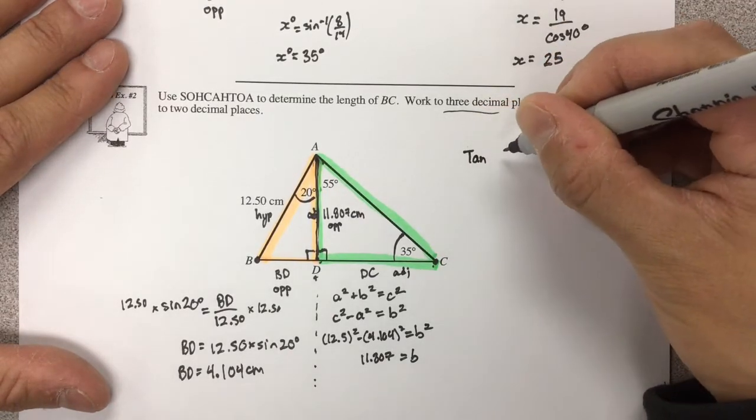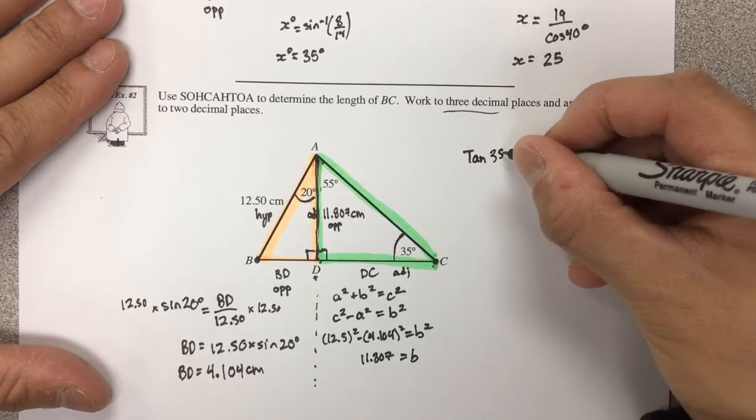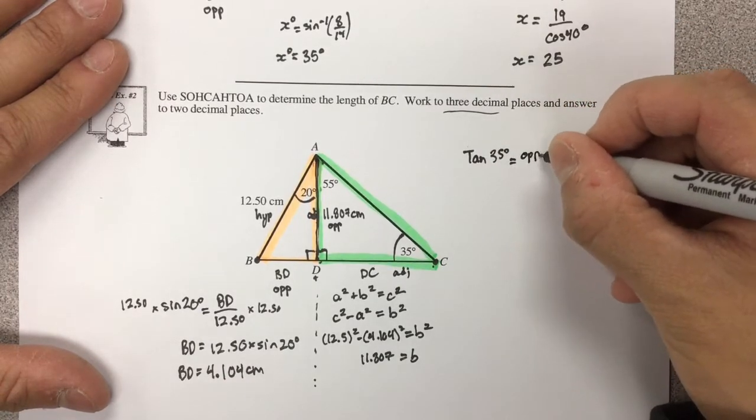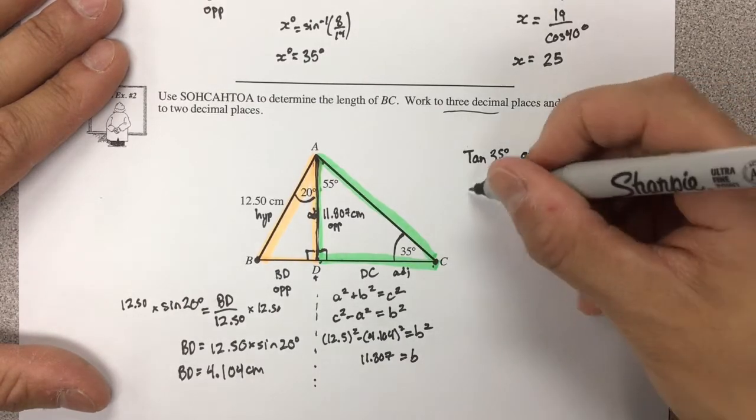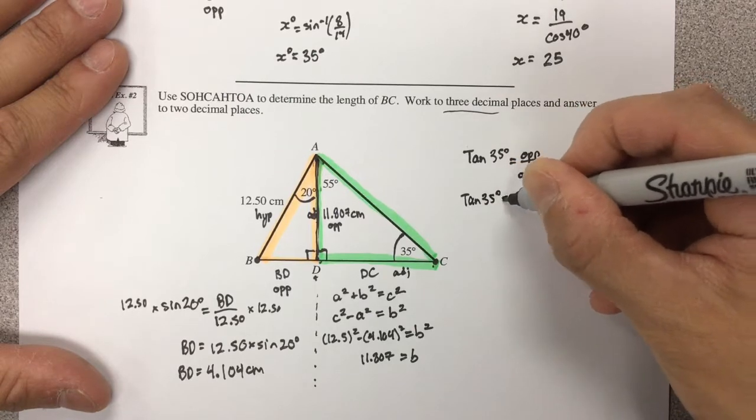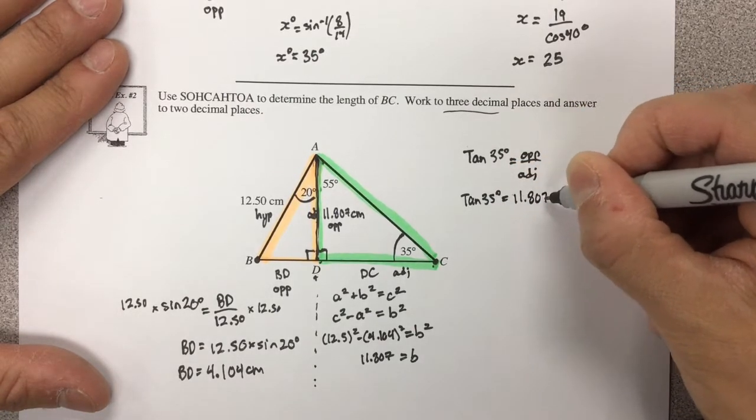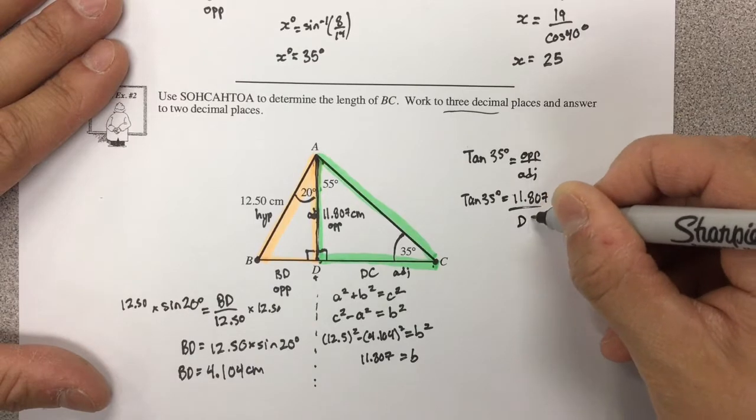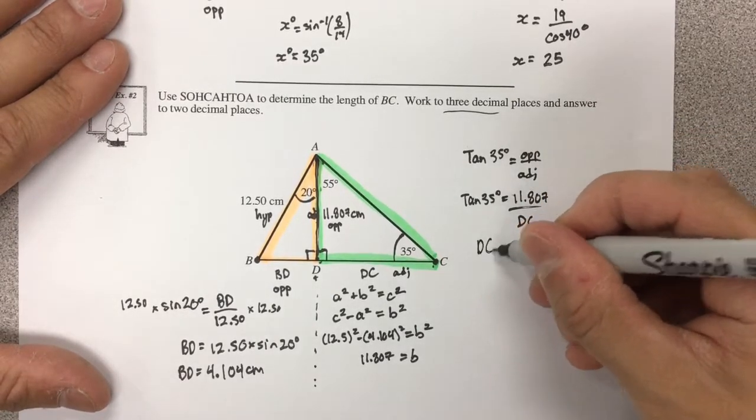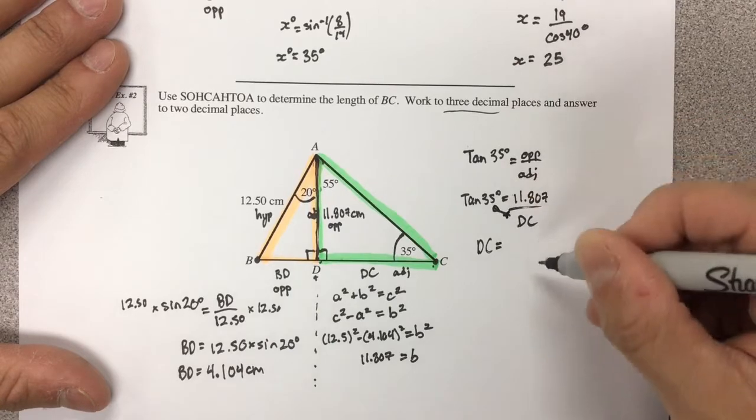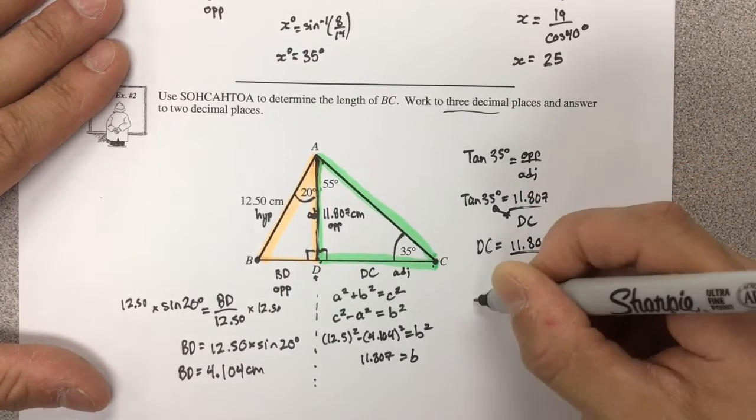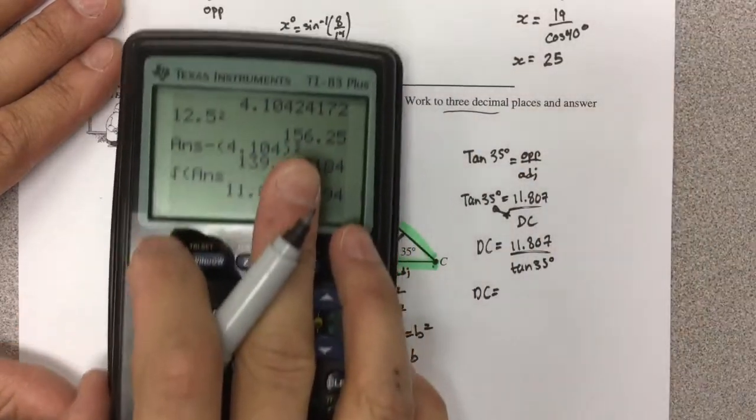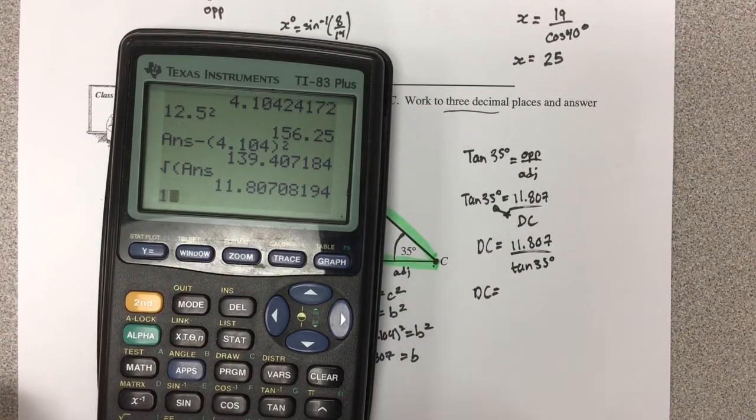So if I have adjacent and opposite, then I need to use tangent. So my tan ratio is going to be tan of 35 degrees is equal to opposite over adjacent. And I'm looking for DC, which is my adjacent. So tan 35 degrees is equal to 11.807 over DC, which is what we're solving for. And again, I need to cross multiply these two, so they just switch places. 11.807 divided by tan 35 degrees, and DC is equal to 11.807 divided by tan 35.